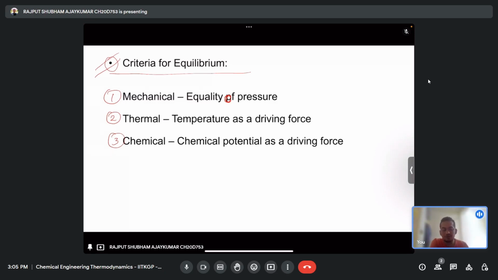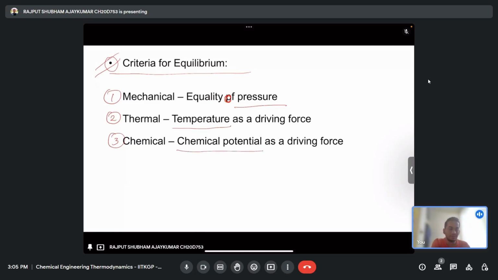The third one corresponds to chemical equilibrium. Here there is a term called potential. The chemical potential is defined as the driving force. So in all these cases, you should consider the driving force for the equilibrium. For mechanical equilibrium, the driving force is pressure. For thermal equilibrium, the driving force is temperature, and for chemical equilibrium, the driving force is chemical potential.